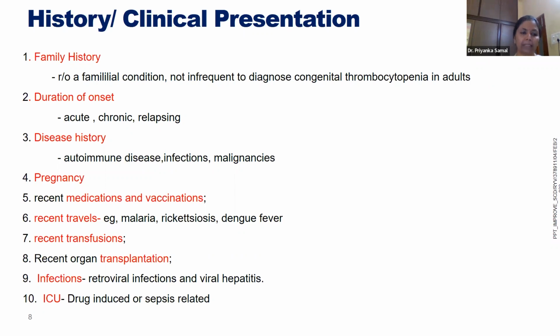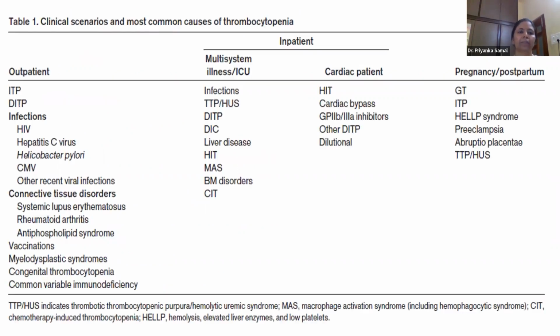peripheral blood. Pregnancy, we have a session on pregnancy, recent medications, vaccinations, travels which result in malaria or endemic areas like rickettsiosis, dengue fever, recent transfusions, post-transfusion purpura, something that is transfusion related, organ transplantation, be it hematopoietic stem cell or solid organ transplant, infections, retroviral HIV infection or viral hepatitis, and the ICU. Again, thrombocytopenia in the ICU itself is a great topic which we need to discuss.